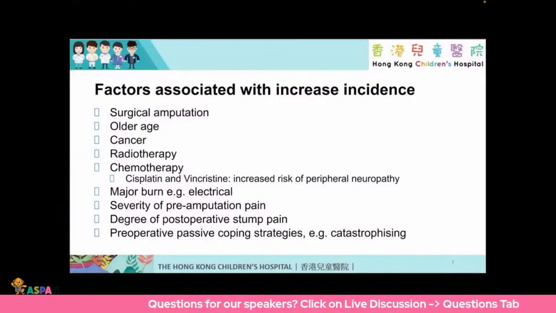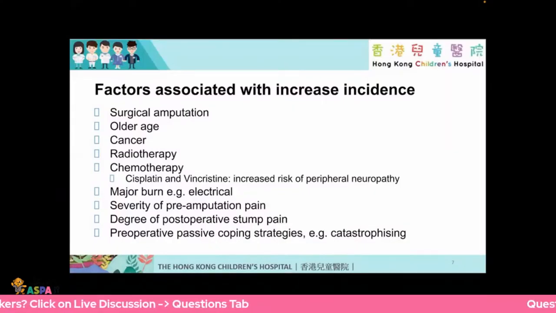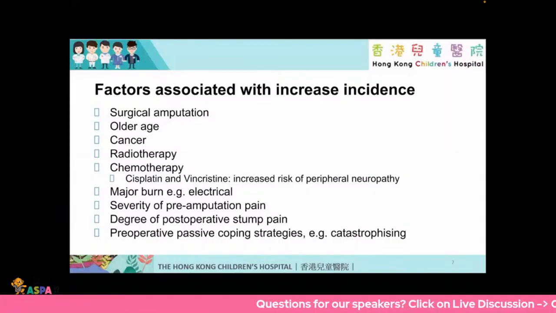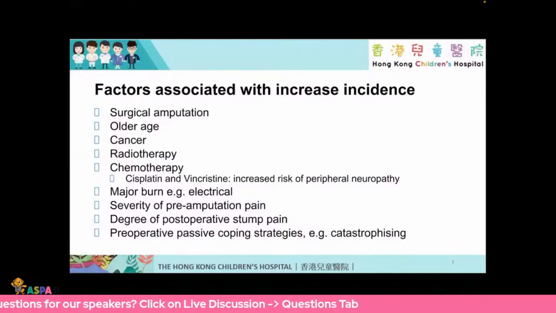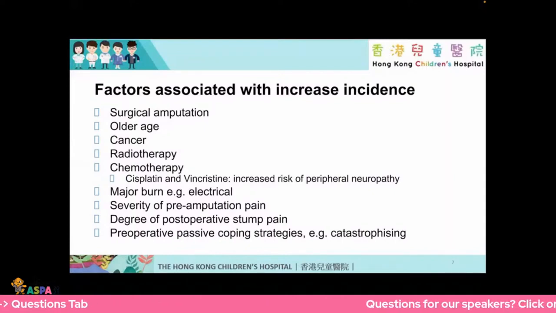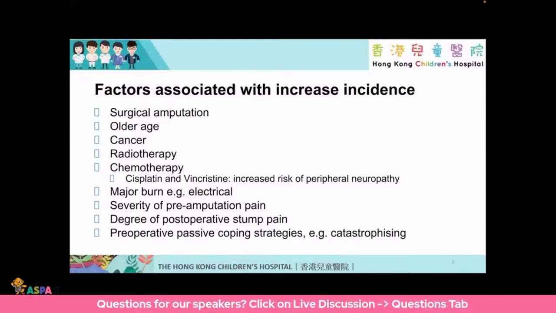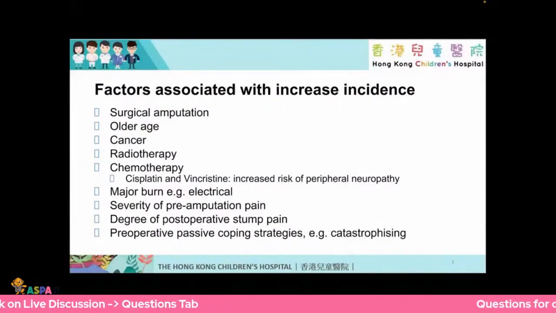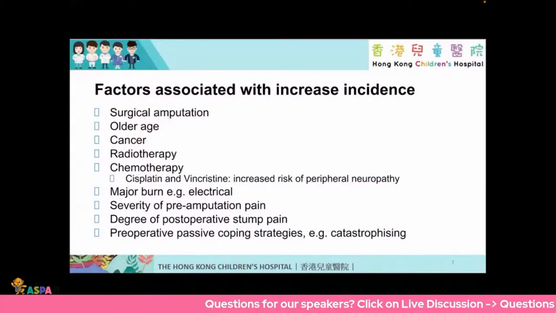For chemo agents, such as the platinum group, they can markedly increase the risk of peripheral neuropathy, which is another neuropathic pain that is difficult to manage. Other factors associated with higher incidence include burns, particularly electrical burns, severe and uncontrolled pre-amputation pain, how bad the post-op pain is, particularly in the stump area, and also the coping strategies the patients have been practicing. For example, a passive one such as catastrophizing is definitely of no benefit.